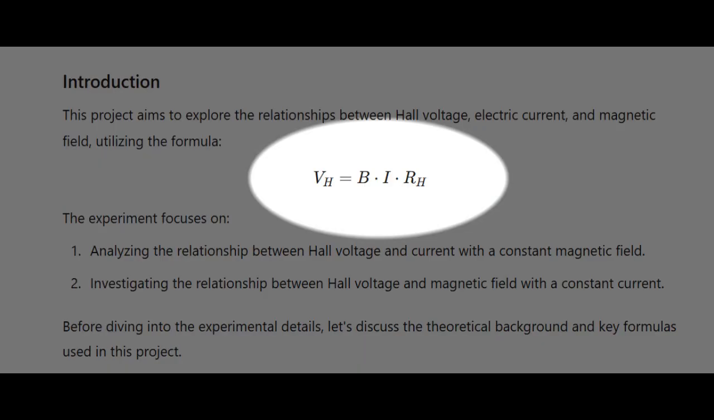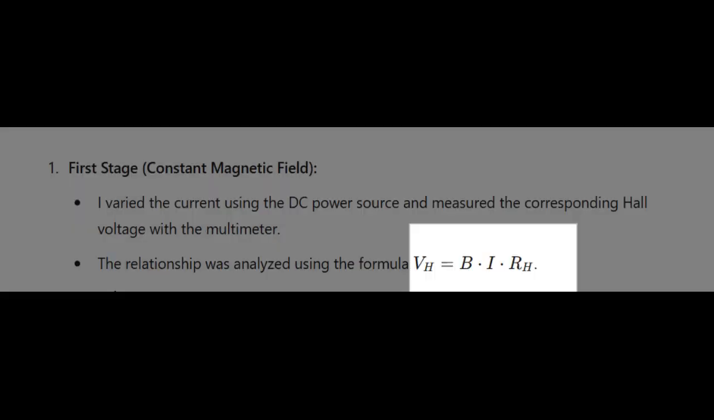The first stage is the constant magnetic field stage. I varied the current using the DC power source and measured the corresponding Hall voltage with the multimeter. The relationship was analyzed using the formula VH equals B times I times RH.